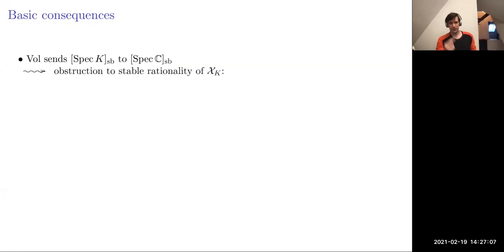And this simple observation that the volume sends a point to a point gives us a way to obstruct the stable rationality of the generic fiber. Because if we write down a family and take this alternating sum and see that it does not cancel to the class of a point, we're done by this observation.